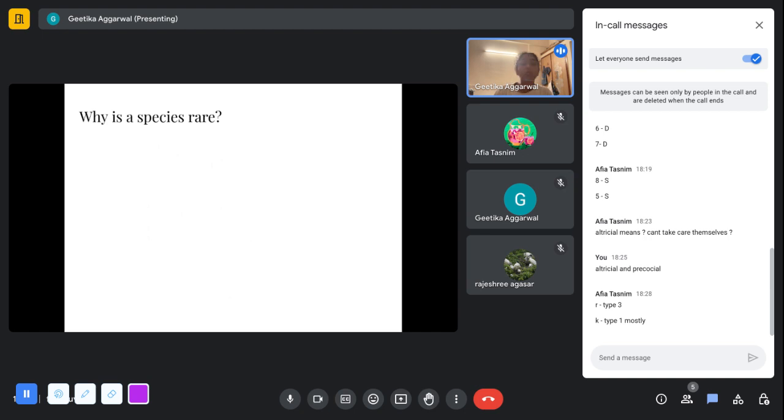Okay. So, why do you think a species is rare? Since we're talking about conservation this week, we know that it's important for us to take care of species that are rare in a particular habitat or in a particular ecosystem. But what are the factors that lead to the rarity of a species? Why is that species rare? Can you guys give me a few reasons why you think a particular species is rare in a given area, or in general?